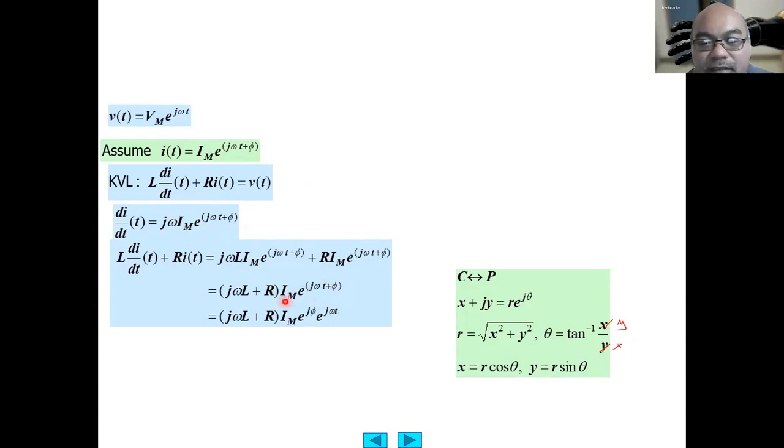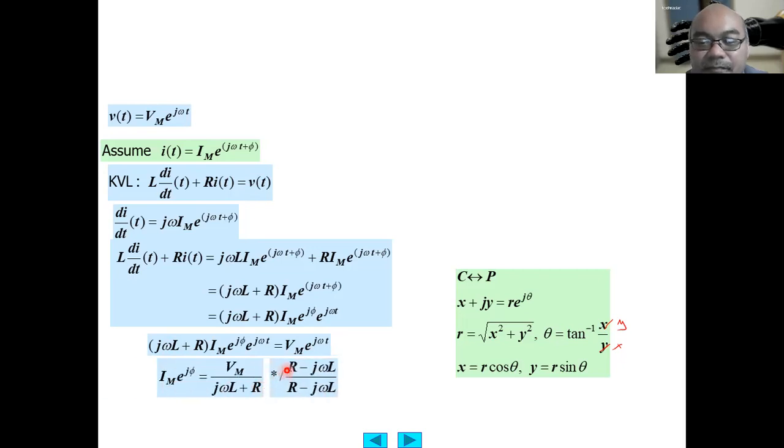Or we can re-express this as j omega L plus R, Im exponent j phi multiplied by exponent j omega t. This is also the same exponent j omega t. So j omega L plus R multiplied by Im exponent j phi exponent j omega t equals Vm exponent j omega t. Since the frequency doesn't change between the voltage source and the corresponding current in the linear electric network, this factor can cancel. So Im exponent j phi equals Vm divided by j omega L plus R.